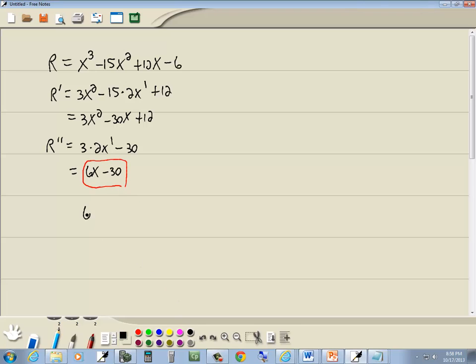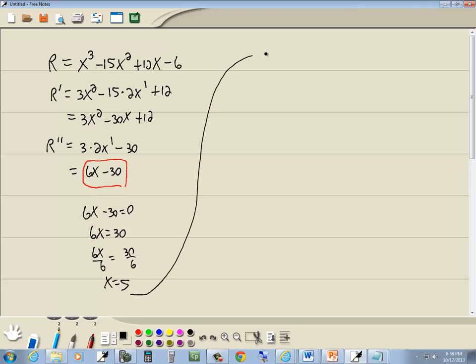So we'll set that equal to 0. So we got 6X minus 30 equal to 0. Take the negative 30 to the right side, becomes a positive 30. Divide both sides by 6. And we get X is equal to 5. And that's our critical value.